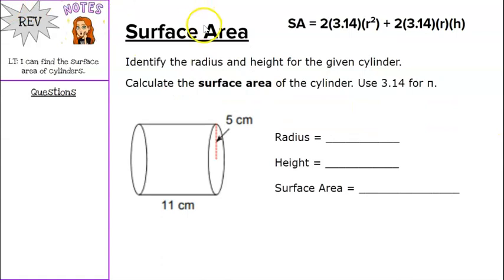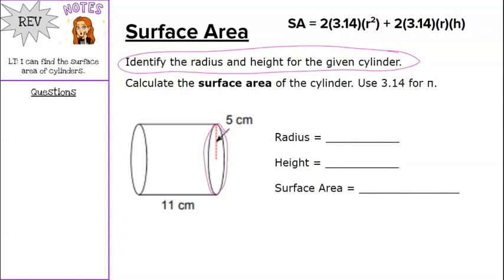So let's practice finding the surface area of a cylinder. For surface area, we need the radius and the height. So that's your first step: identify the radius and the height for the given cylinder. If we look on the circle portion, that is our radius. We have that 5 centimeters. And then the height is that distance between the two circles. So that is that 11 centimeters.